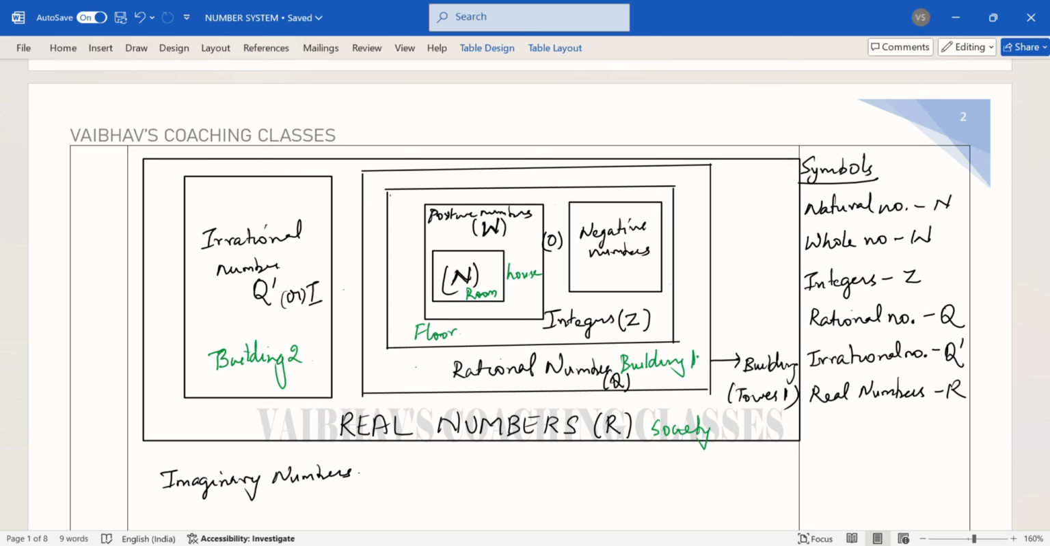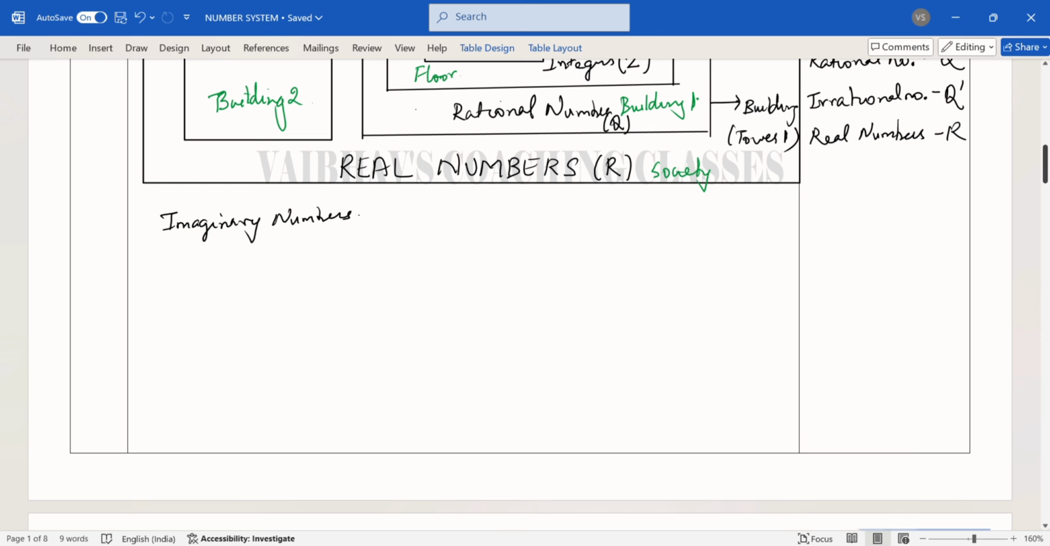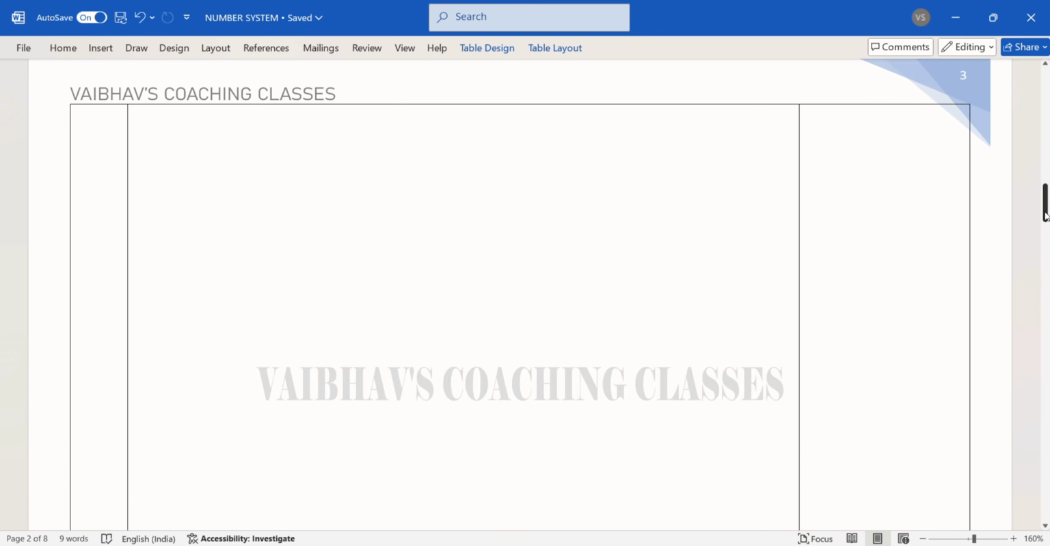So in the number system, when you see this diagram that I've drawn, it shows that the natural numbers are a subset of the whole numbers, and whole numbers along with the negatives are a subset of integers. Integers are a subset of rational numbers, and rational numbers and irrational numbers together are a subset of real numbers. Clear, people? I'll just once again write down the numbers so it becomes easier for you to understand.